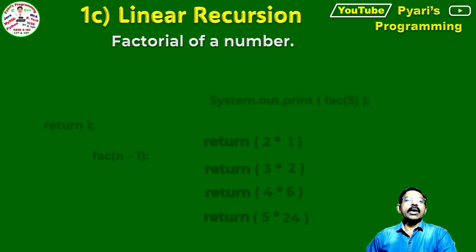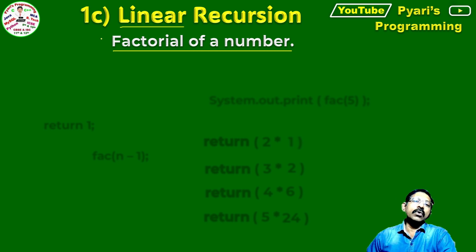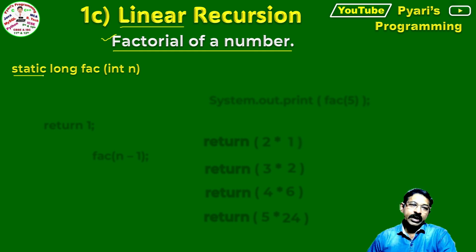Let's see how we can apply this linear recursion in our program. Here the program says: write a program to find out the factorial of a given number using recursion. Why have I chosen this one? Because we are all aware of factorial. This one is the header of the method. It's static. Why? Because I want to call this method from the main method without creating an object.